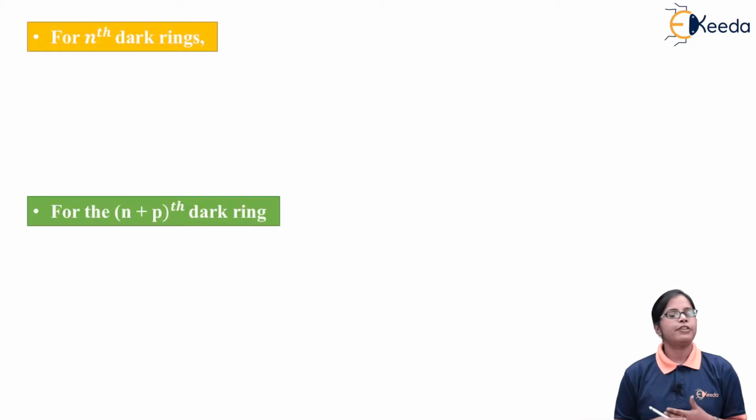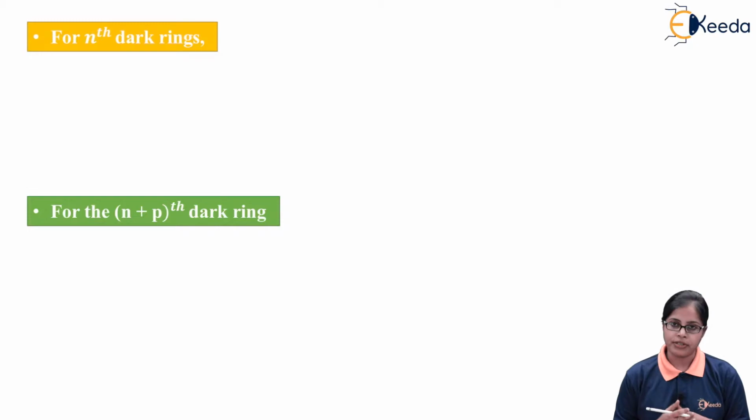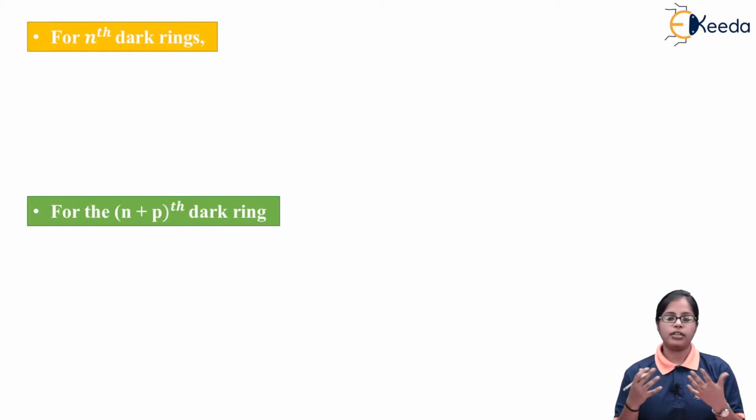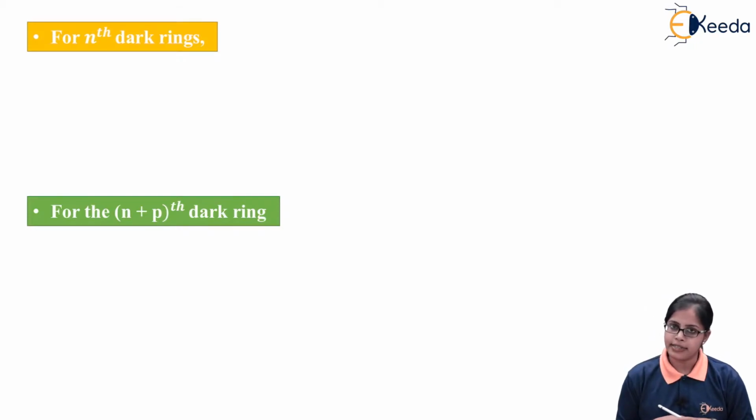Now, if you want to make use of this path difference for the dark rings and the bright rings, suppose I talk only about the dark rings, that is the nth dark ring and the (n plus p)th dark ring.